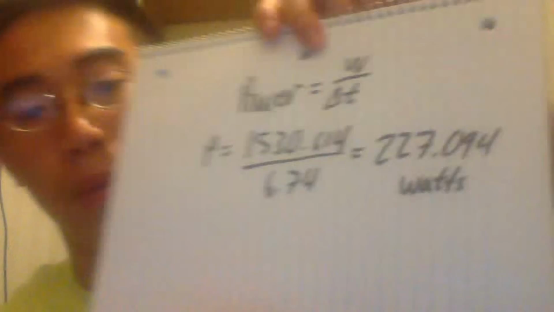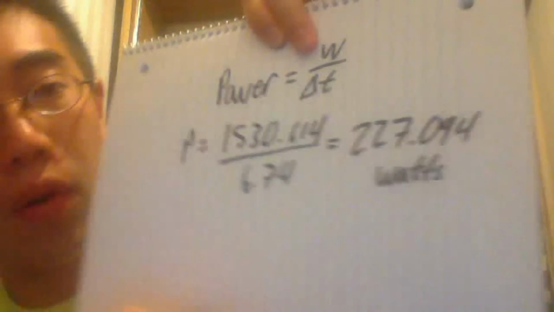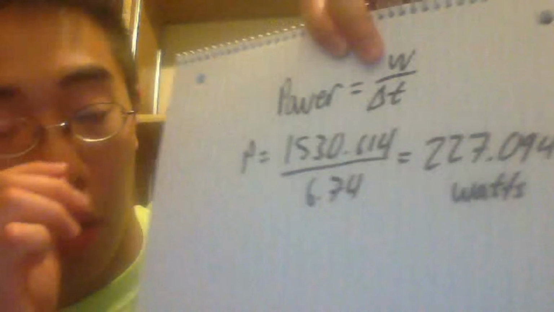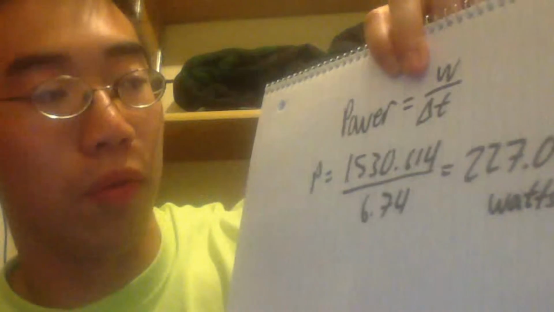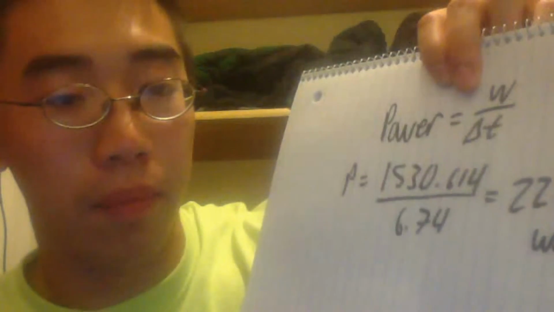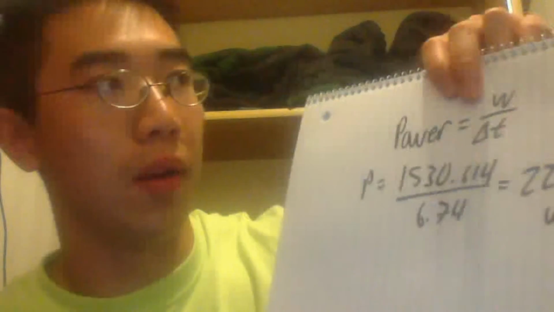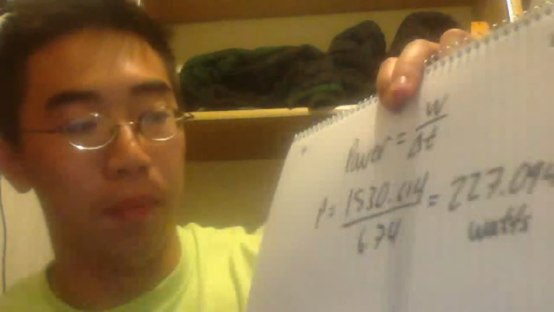And lastly, we found power. To find power, we had to go through all four previous calculations, and find all four physics answers. That was velocity, acceleration, force, work, and now we're finally at power.